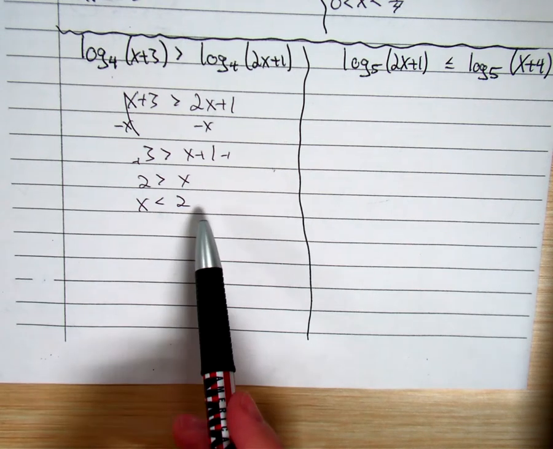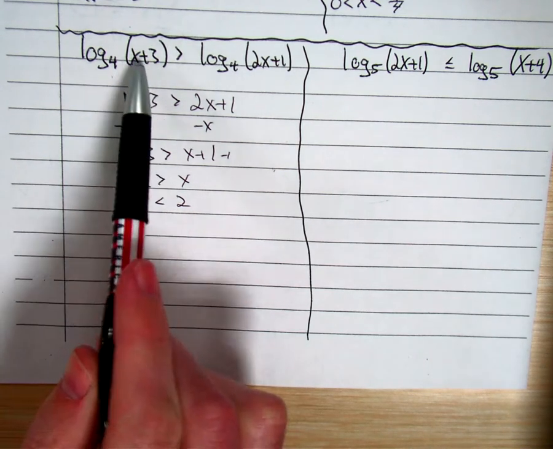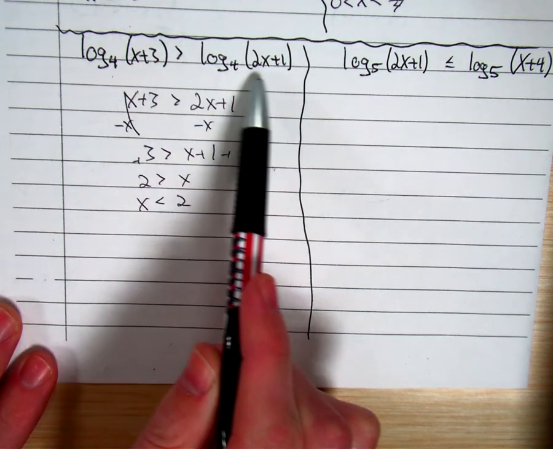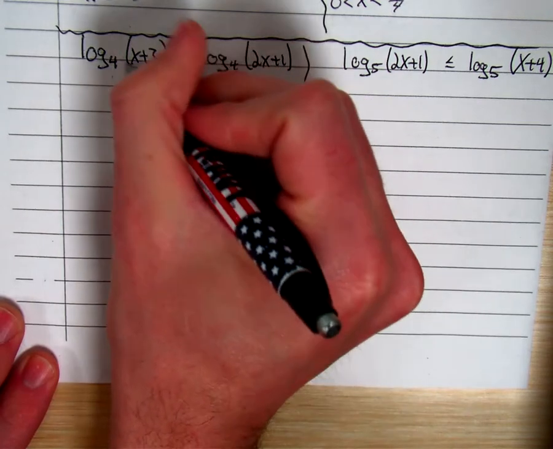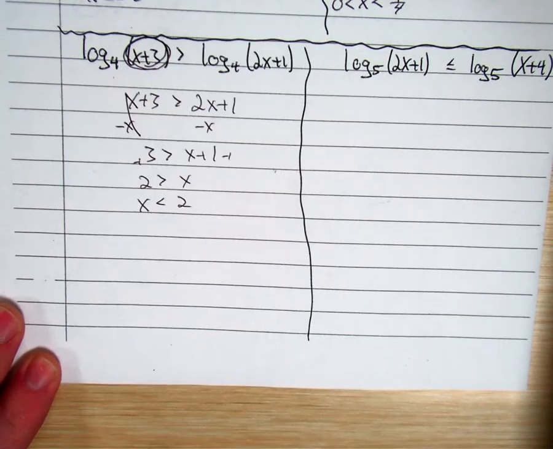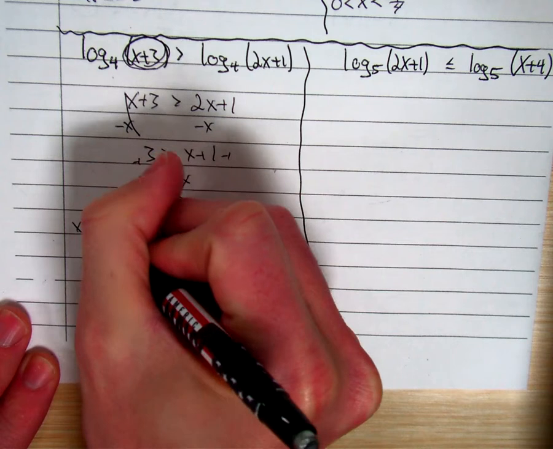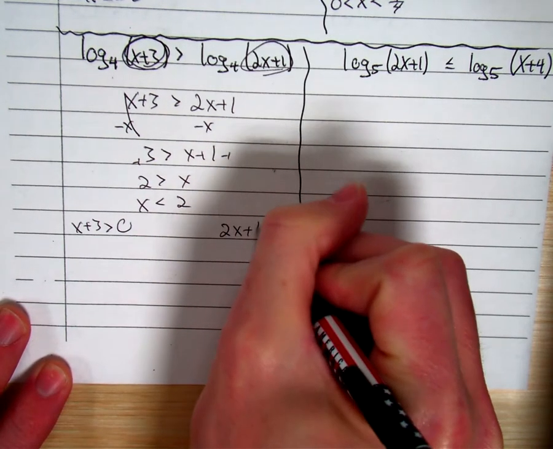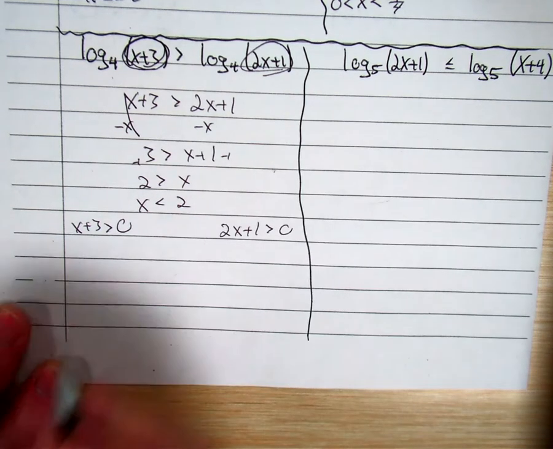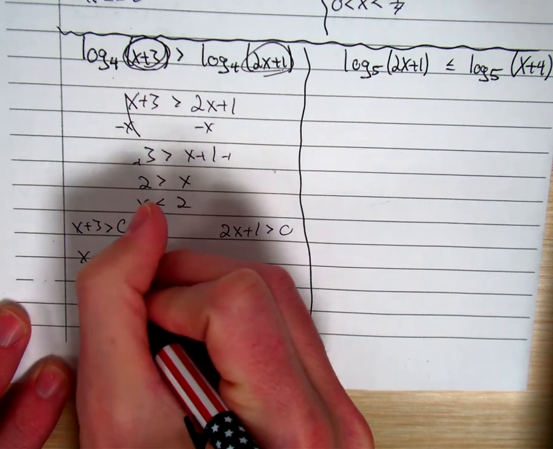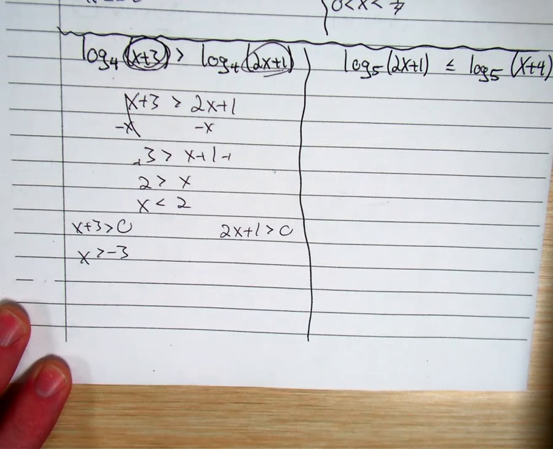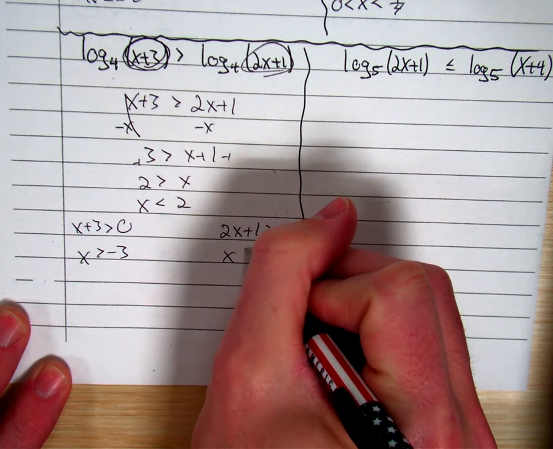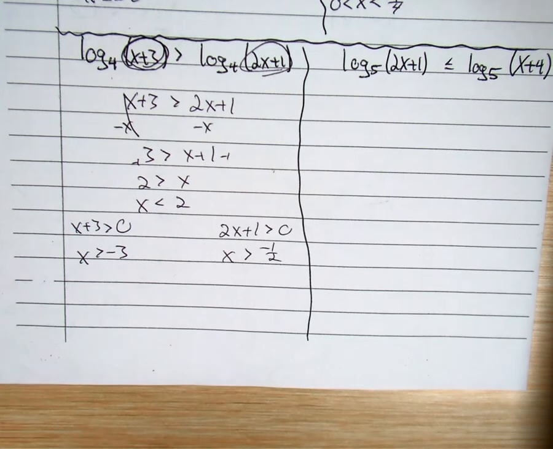Alright, I gotta make sure this stays positive, but it's just not x up here. I have things up here. It's not just x, it's x plus 3 and 2x plus 1. So I gotta make sure this one stays above 0, and I gotta make sure this one stays above 0. Okay, so solve this one. X needs to be greater than negative 3. Subtract the 1, divide by 2. X needs to be greater than negative a half. So I got a lot of inequalities going on.